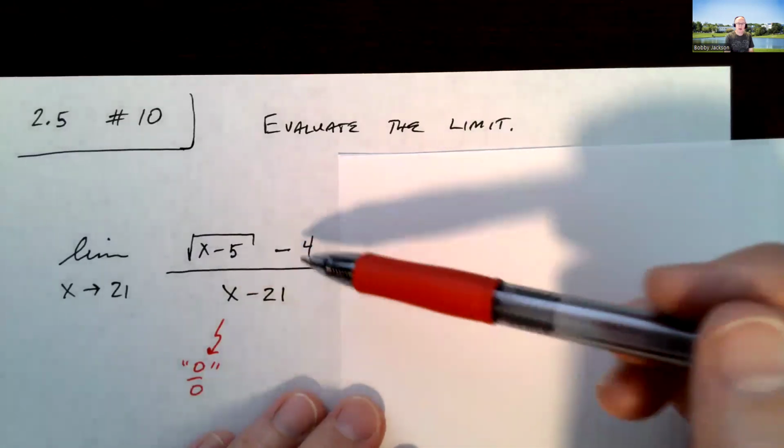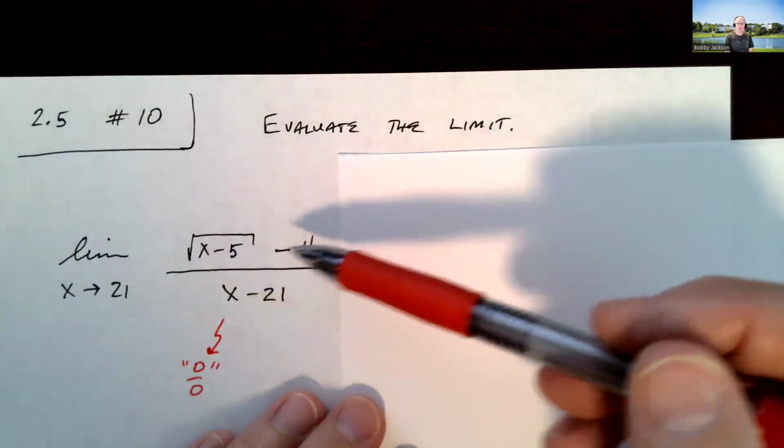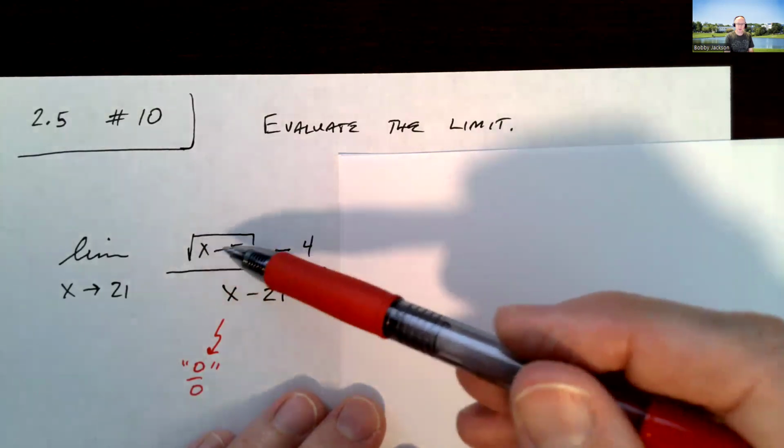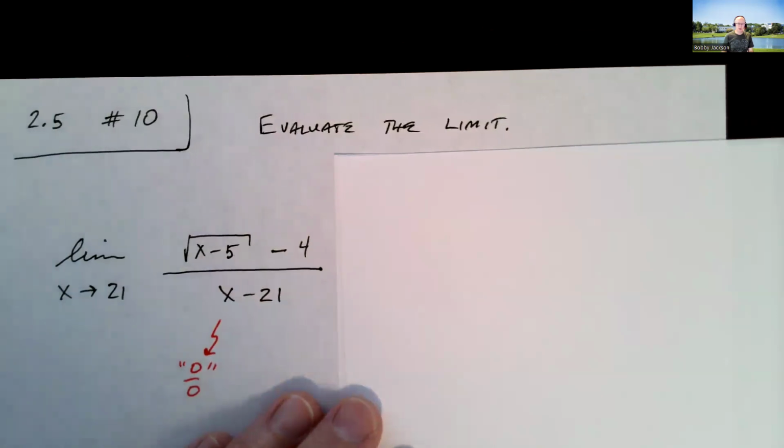And how do we do that? We rationalize by multiplying by the conjugate of this expression. Remember, the conjugate is simply the square root of x minus 5 plus 4, right? And of course, I'm going to do that. And what's that going to do? That's going to rationalize. It's going to get rid of the radical up in the numerator.